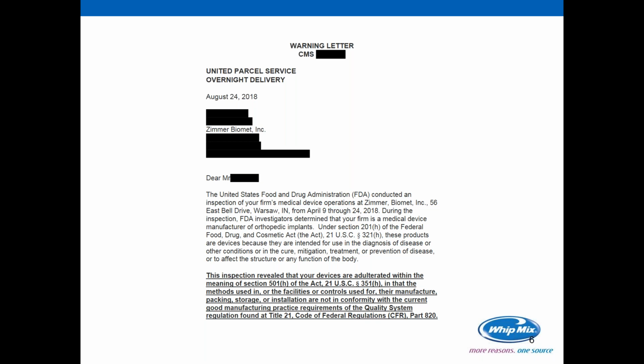And the underlined part is where people get a little excited or a little afraid. It says this inspection revealed that your devices are adulterated within the meaning of Section 501(h), in that the methods used in, or the facilities or controls used for, their manufacture, packing, storage, or installation are not in conformity with the current good manufacturing practice requirements of the Quality System Regulation, or the QSR for short.